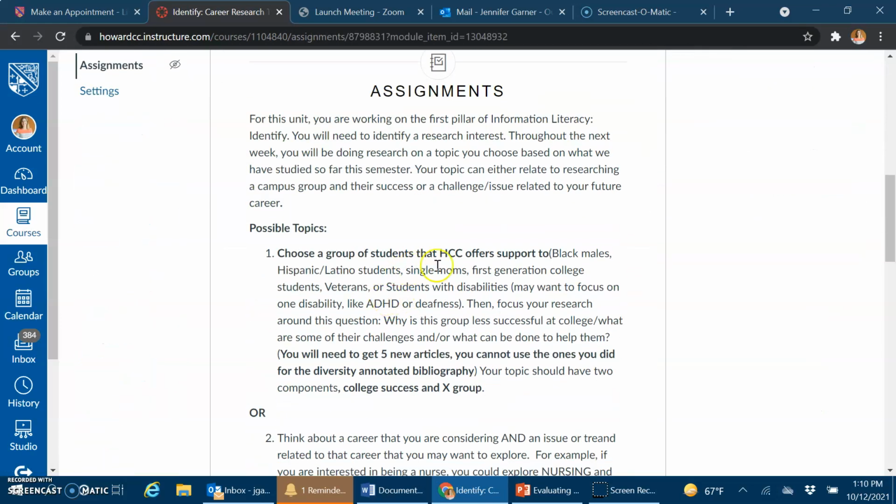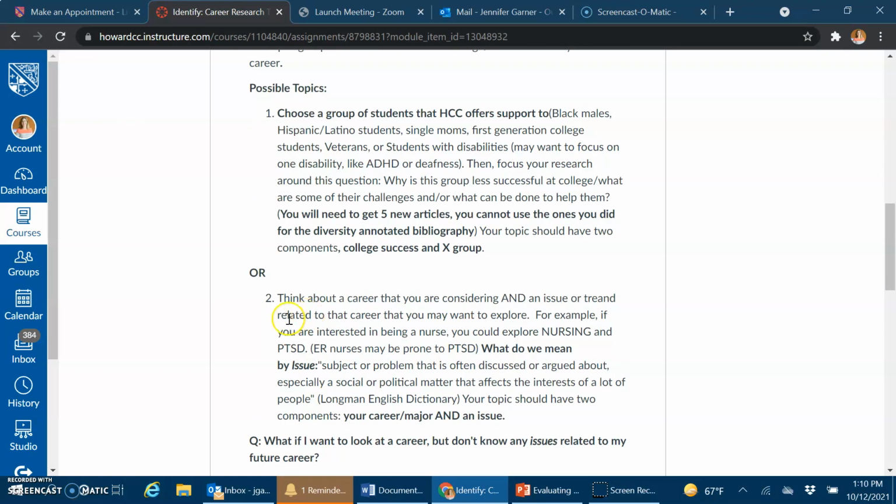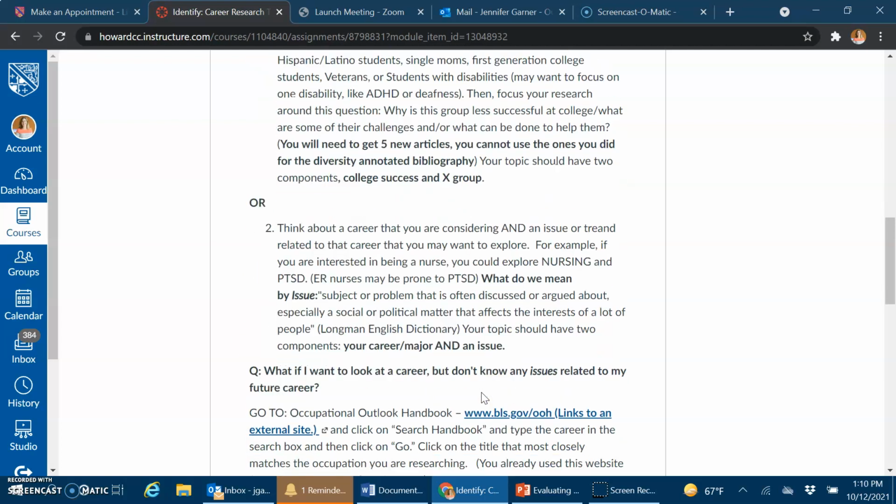And again, choose a group of students that HCC offers support. So these are your possible topics. Either choose a group of students HCC offers support, or think about your career. We did all those career inventories. So think a little bit more about your career and what you want to learn about it, and what issue is related to your career.